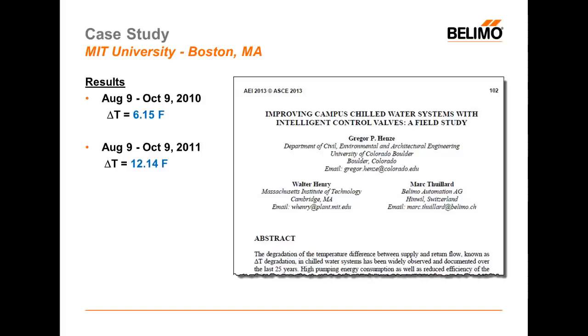The following year, during the same time period, the delta T was nearly doubled when using Delta T management. Dr. Gregor Henze of the University of Colorado has written an excellent field study report based around the energy valve experience at MIT. This paper was written independently of Belimo and details the hydronic effects experienced in that building. It is very informative and quite technical. If you'd like a little bit of lighter reading, Belimo has also produced a 4-page case study about the MIT project.